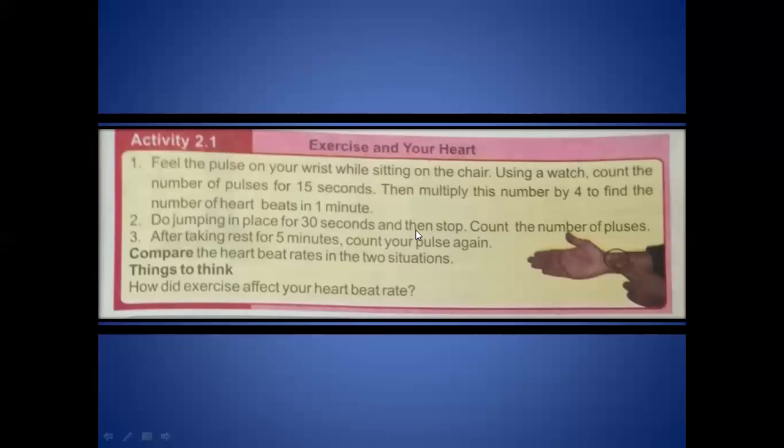So what do you think? Exercise will increase your heart rate or heartbeat rate, or it will decrease your heartbeat rate? Yeah, obviously it will increase the heartbeat rate, because in the previous lecture we discussed this that during exercise our body needs more oxygen. So definitely the heartbeat rapidly. Dear students, I have a video, and this video will help you how to find out your pulse rate or your heartbeat.